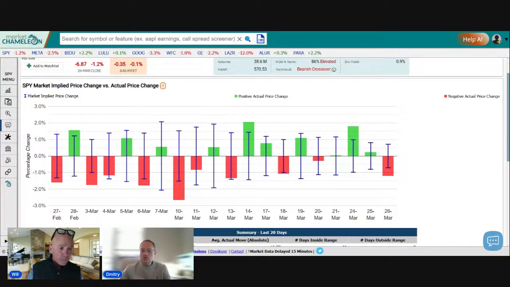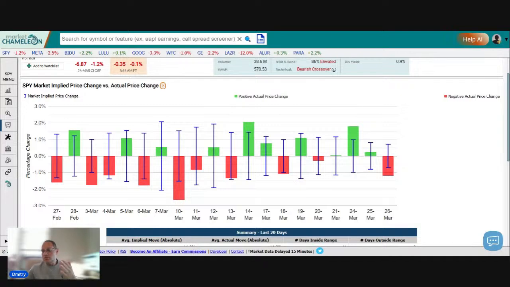So those implied moves, we could compare that to the actual move to see how well did those options perform relative to the actual move. You could see here the actual move will be represented by either a green bar or red bar. So red bar is a move to the downside. So yesterday we're down 1.2%. The green bar represents a move to the upside. So if the stock was up that day.